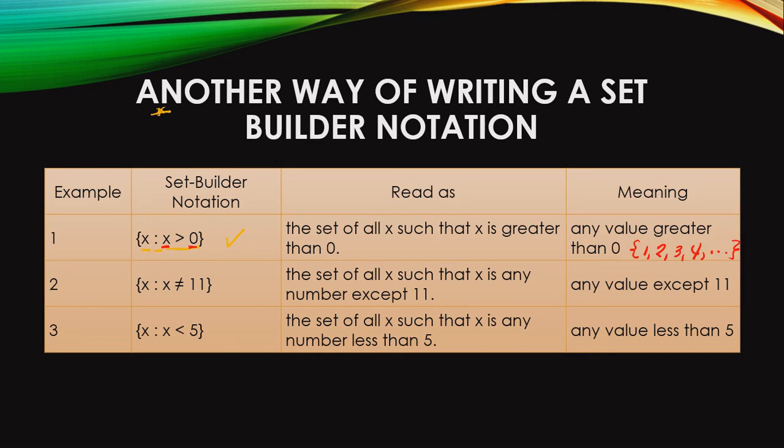Next is number 2, the set of all x such that x is any number except 11. So you can write any value of x, except 11. Okay, and the last one is the set of all x such that x is any number less than 5. So the value of x can be any number as long as it is less than 5. So what are the values less than 5? Does it include 5? No, 5 is not included. We start with 4, 3, 2, 1, 0, so on and so forth.